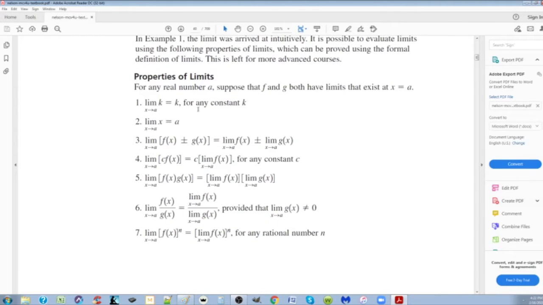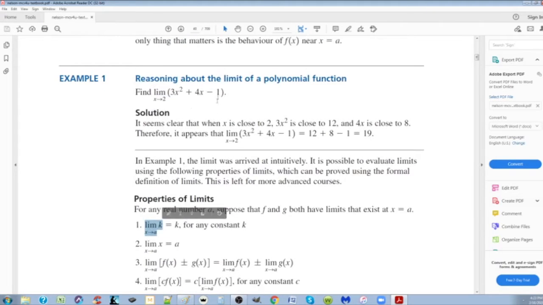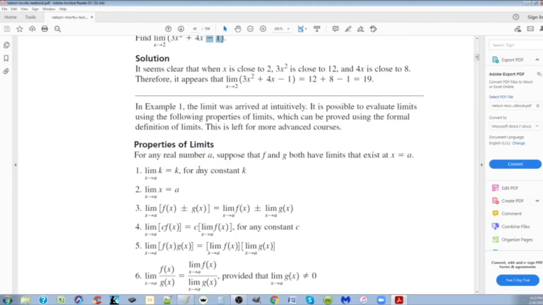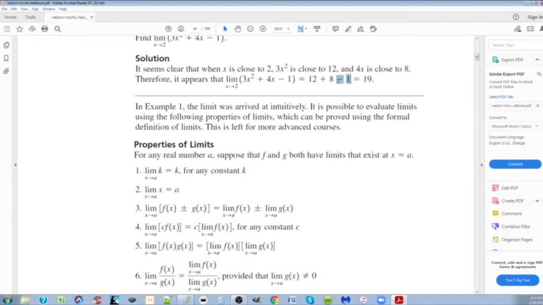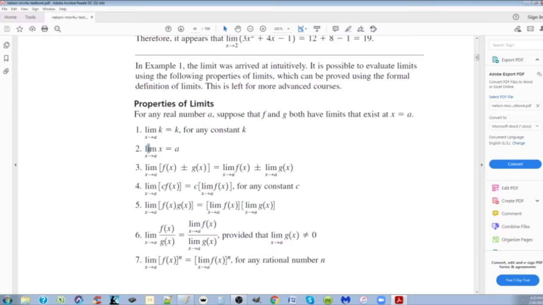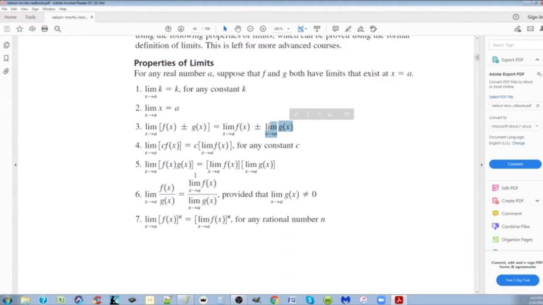Well, properties of limits are showing you that whenever we have a limit of a constant, like this number minus 1, the answer will just be the constant, which is why we just subtract 1 from our result here. When we're approaching a limit where x approaches a, the answer will always just be a. When we have a limit where we're adding two functions or subtracting them, you can find the limit of one and add or subtract whatever was happening of the other, and you'll get the same answer.